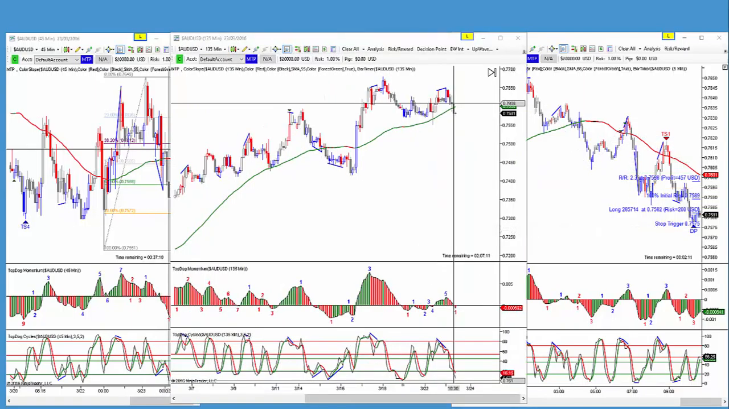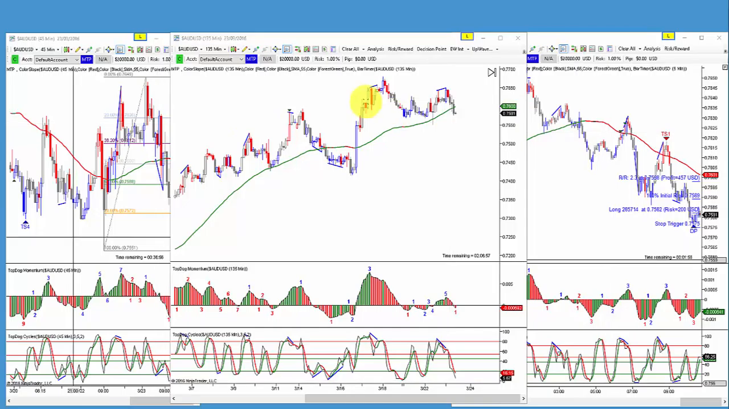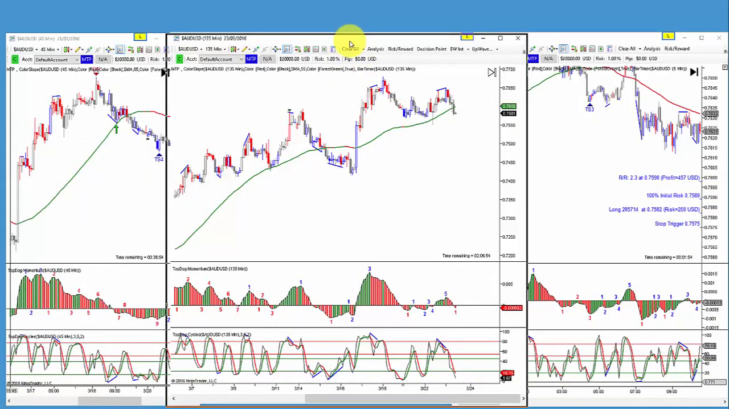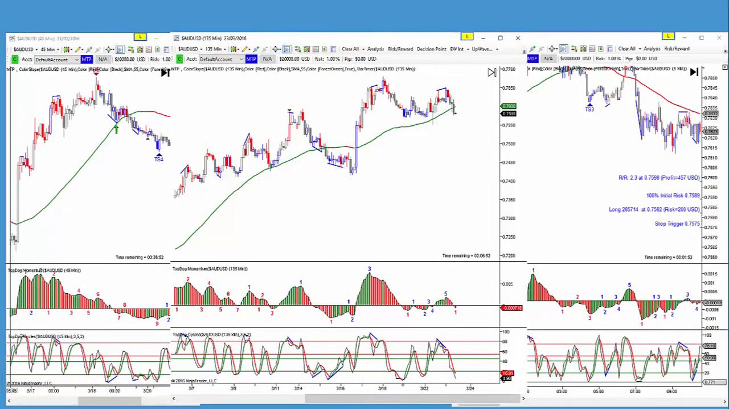Worth noting also that on the 135 minute, which is a long way from the time frame we're trading, this Aussie dollar is clearly in an uptrend on that chart. Not that important to us in terms of trading the 5-minute chart, but it's better to have it in your favour than against you.